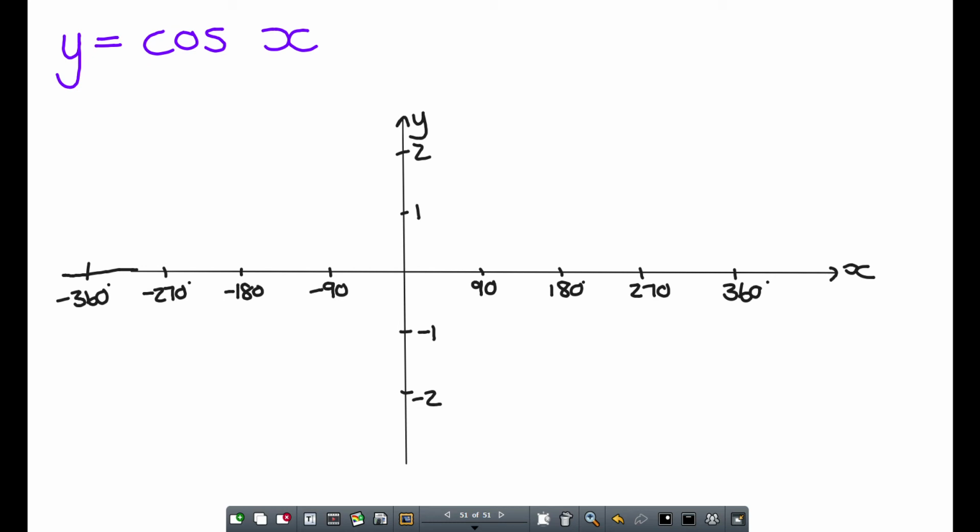Okay, let's plot the points quickly, because it looks like someone swapped X and Y. Look quickly: at minus 360 you should have 1. Then at minus 270 degrees you should have 0. Then at minus 180 you should have minus 1. At minus 90 you should have 0. At 0 degrees, you will have a y value of 1.